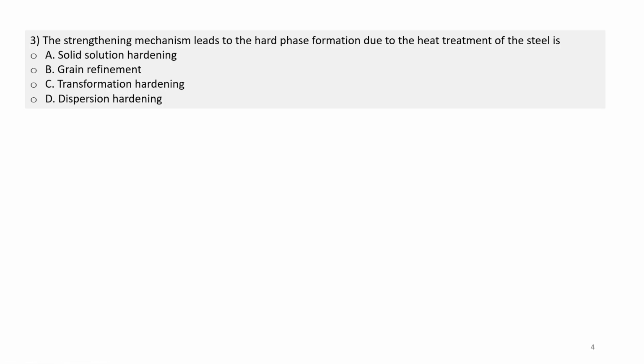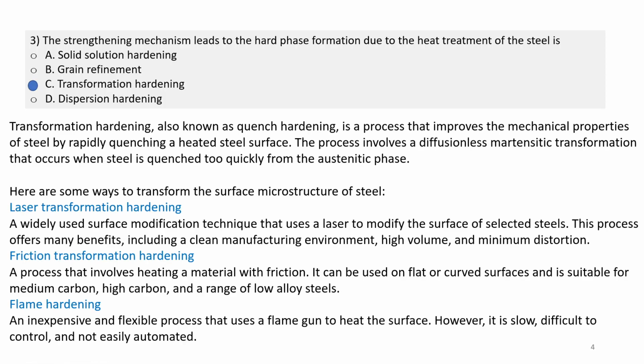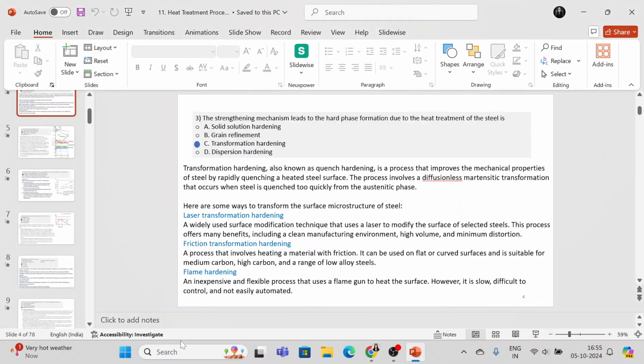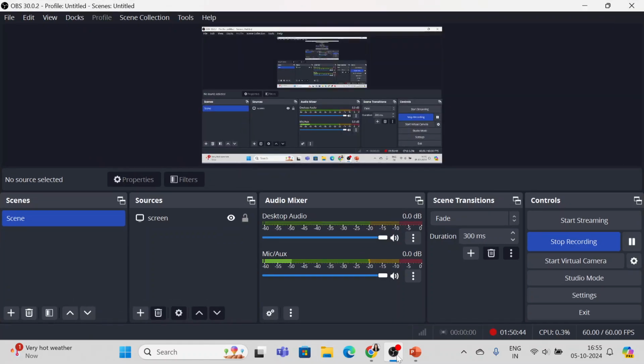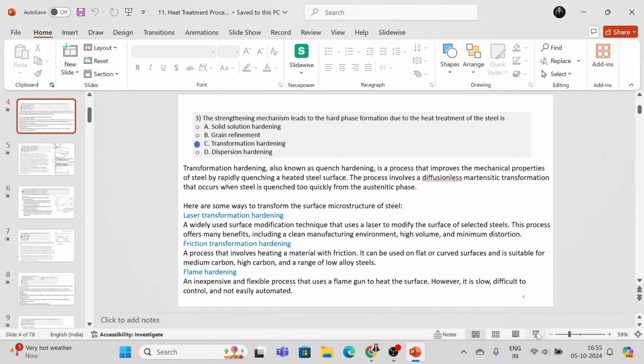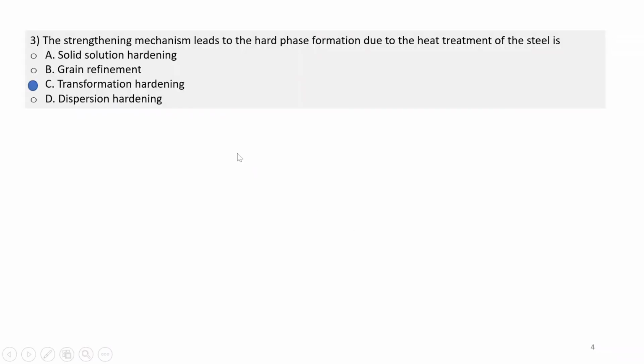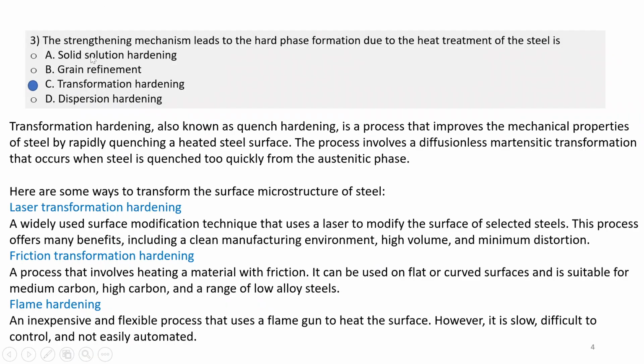The next question is: the strengthening mechanism which can lead to hard phase formation due to the heat treatment of steel. Your options are solid solution strengthening, grain refinement, transformation hardening, and dispersion hardening. So the correct answer will be transformation hardening.